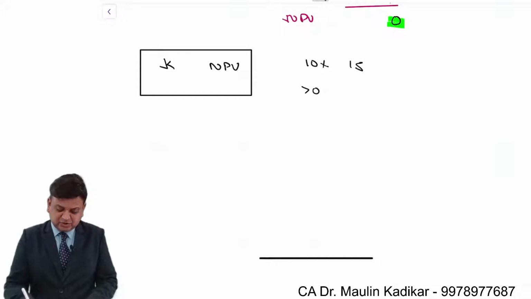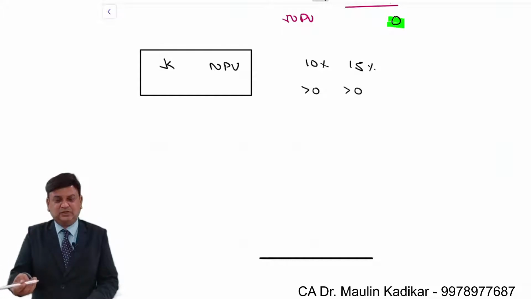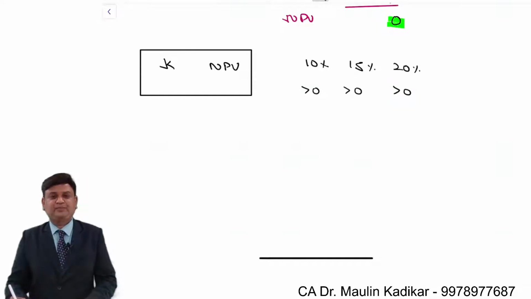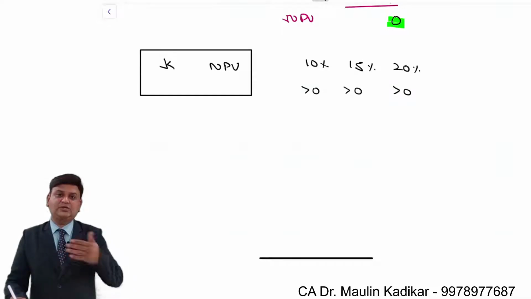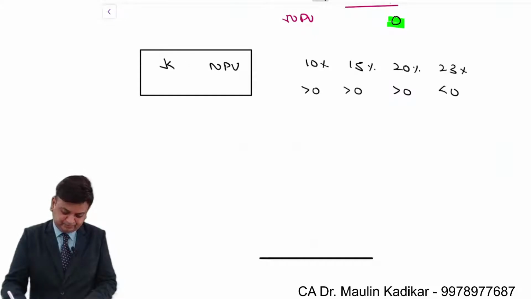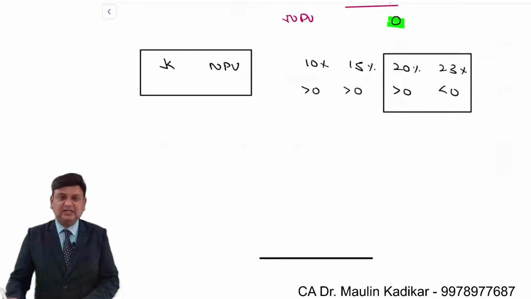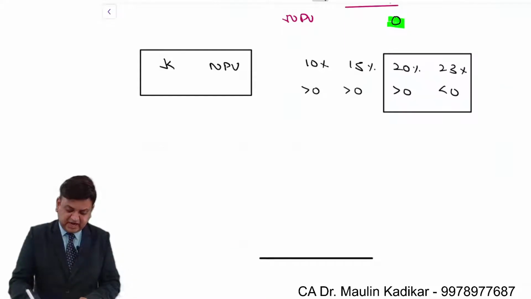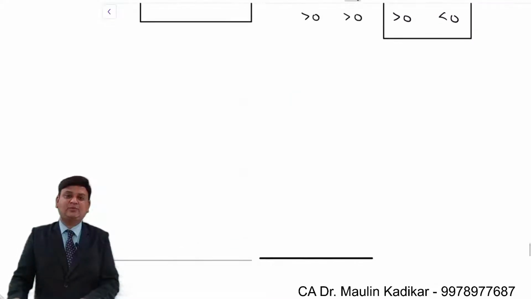Suppose we make the calculation of NPV at the rate of 15%. Let us assume that NPV is again positive. At 20%, NPV is, let us say, again positive. Like that, we are required to compute the NPV till the time we get one positive NPV and another negative NPV. Let us say at 23% we got a negative NPV. Once you get one positive NPV and another negative NPV, afterwards both of them are required to be interpolated in order to calculate the IRR.